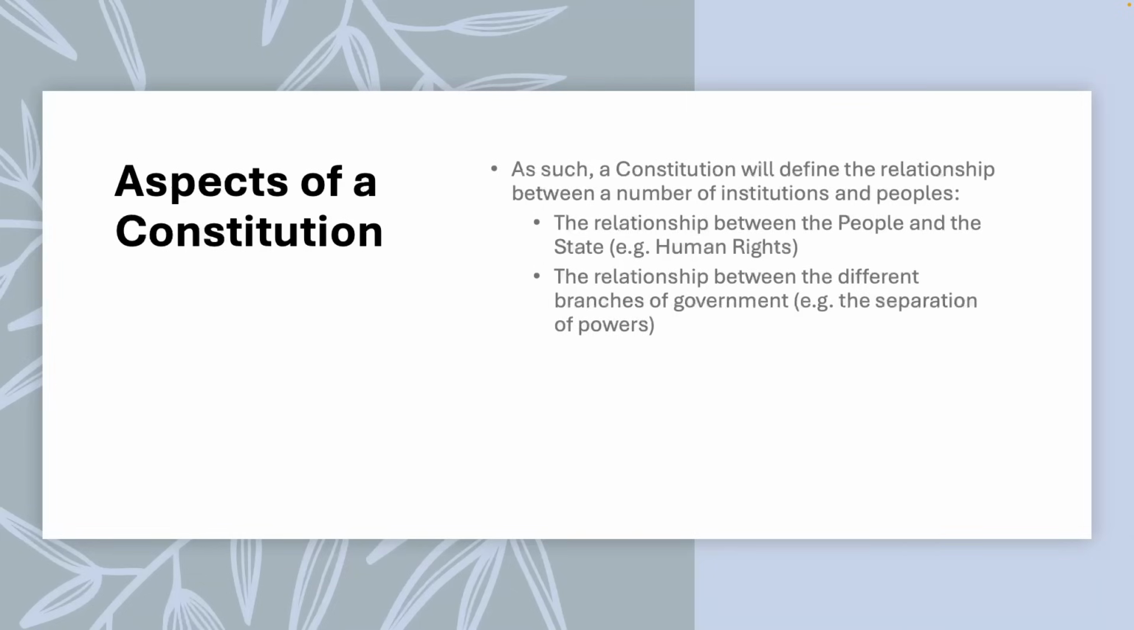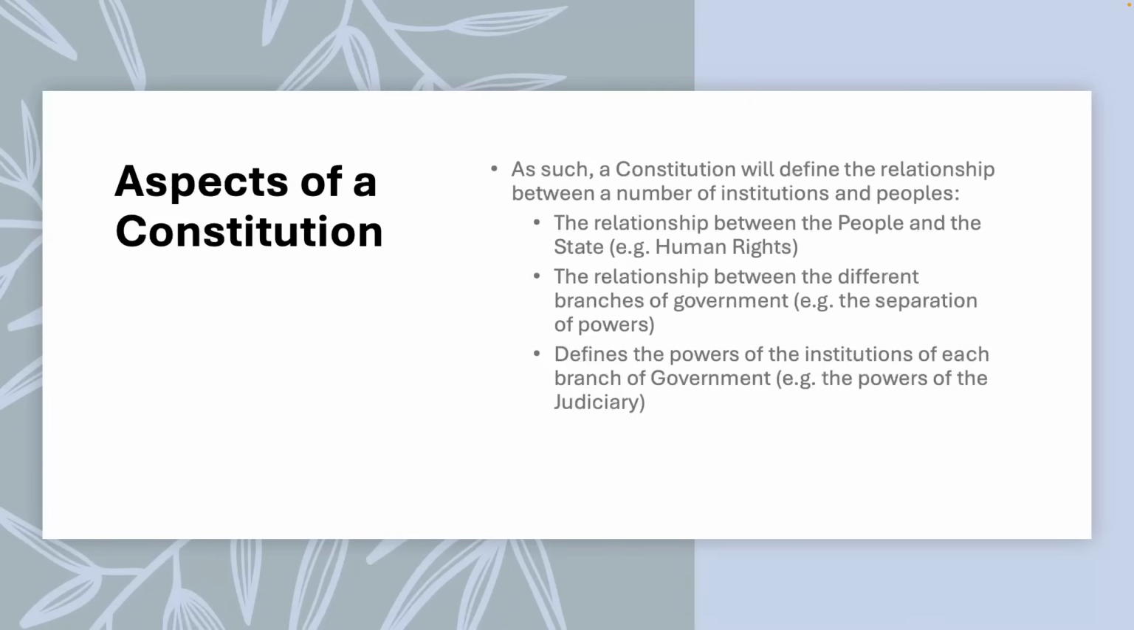But it also looks horizontally and internally. Not only does it look at the vertical relationship between the state and the people, but it also examines the relationship between the different branches of the government, for example, the separation of powers, the idea of checks and balances. The idea of judicial review also fits somewhat into this conversation.